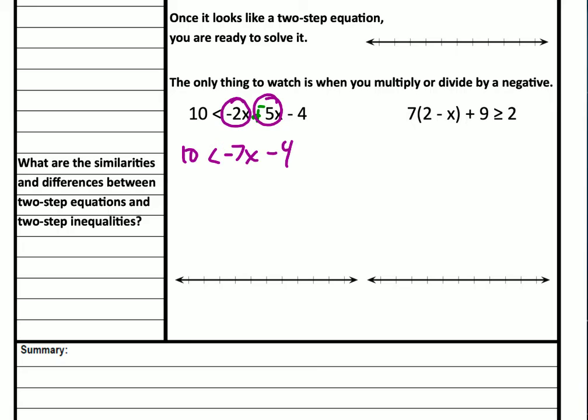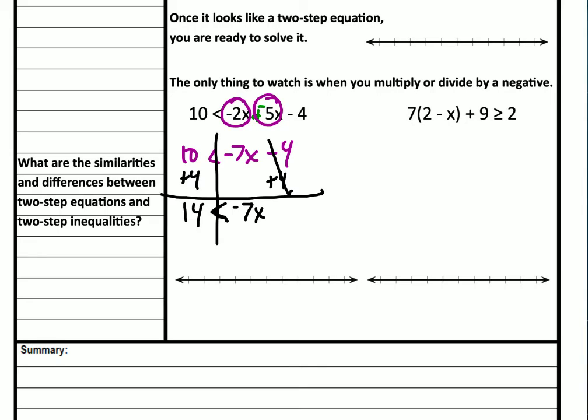If you change the minus 4 to adding a negative 4, that's totally fine. Now it's just a two-step inequality, so we're ready to solve it. So we focus on the side with the x, take care of the adding or subtracting first. They subtracted 4, so I'm going to add 4 to both sides. Those cancel out. I'm left with negative 7x, still less than, and 10 plus 4 is 14.